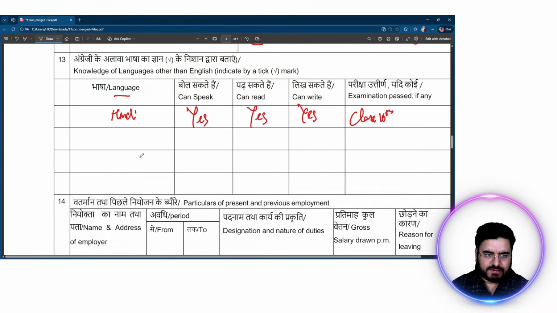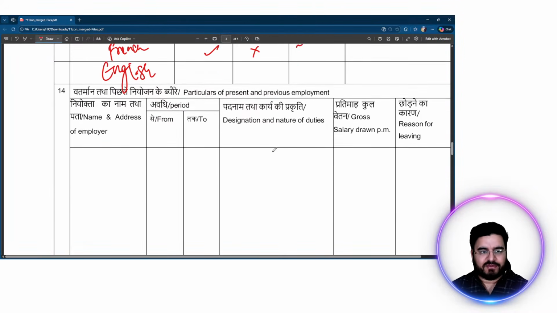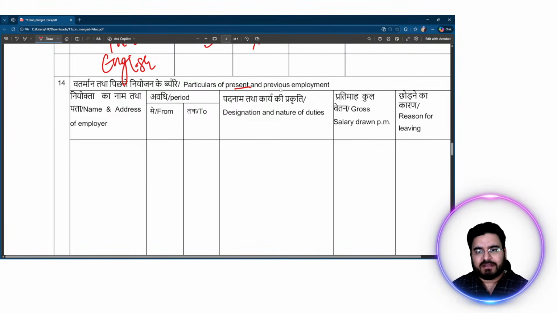Similarly, if you have any other language, for example Sanskrit, some students have Sanskrit, or French, whatever language you have, you can tell them your proficiency. You can speak, you cannot read, you cannot write, so you can write all those things. But I believe Hindi and English everyone should write. Hindi and English, yes, in everything. Got it? Chalo. Next is particulars of the present and previous employment.